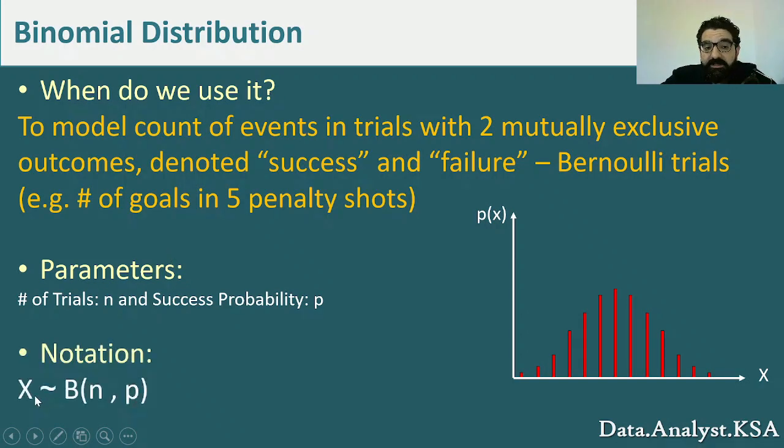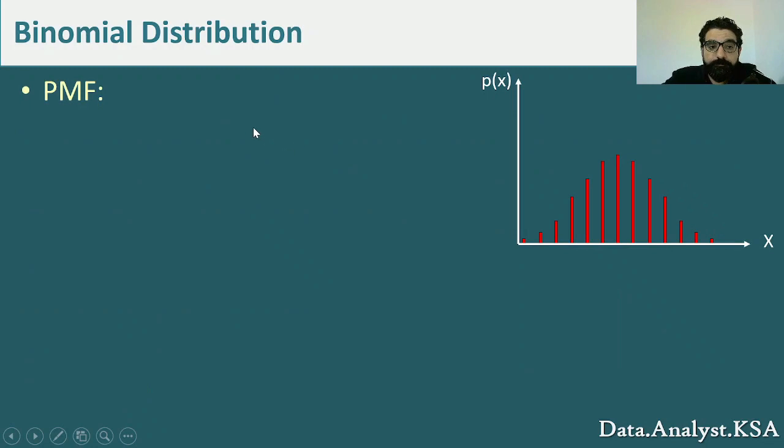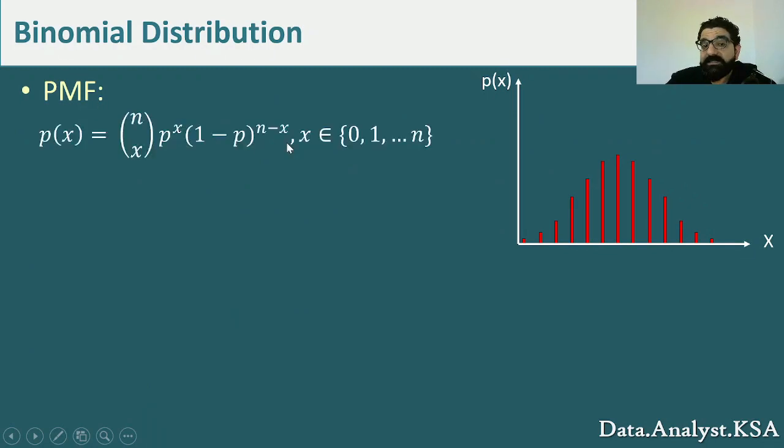The notation is B for binomial, N the number of trials, and P the probability of success, or the probability of seeing 1. So what is its probability mass function? It's N choose X, because I'm choosing a specific value of X out of N trials. So I'm saying what is the value at 4. So it's N choose X with X successes. So I'm multiplying P by itself X times.